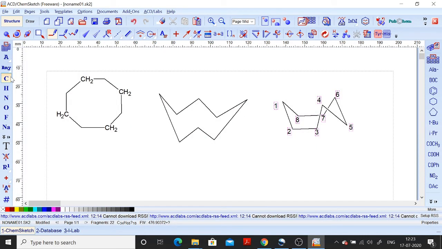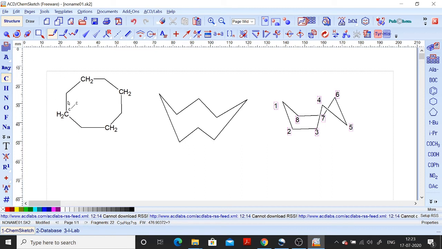So now the structures. In case of cyclooctane, for that I will share ChemSketch with you. Okay, so first we will talk about the structure of cyclooctane.